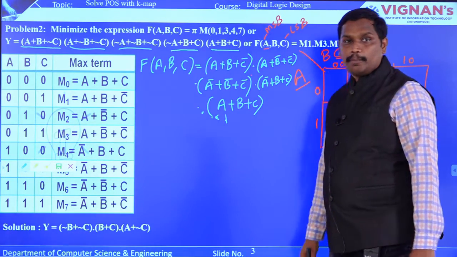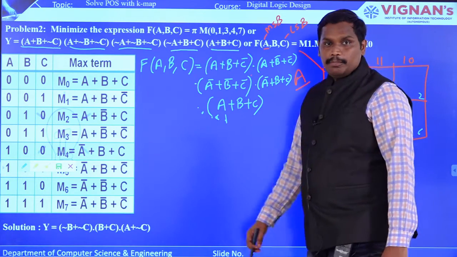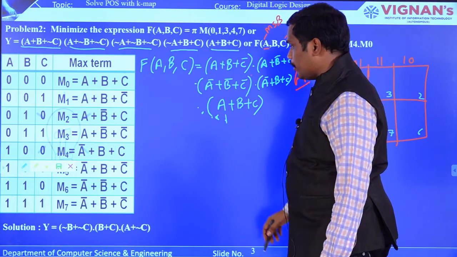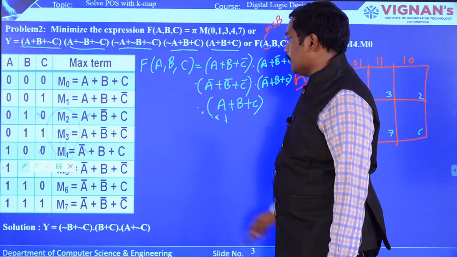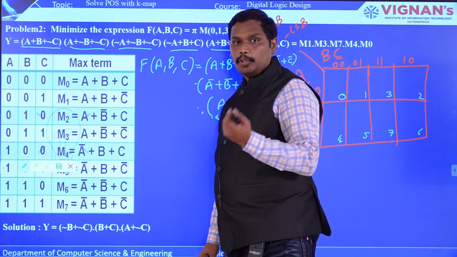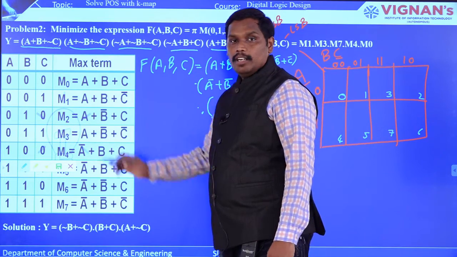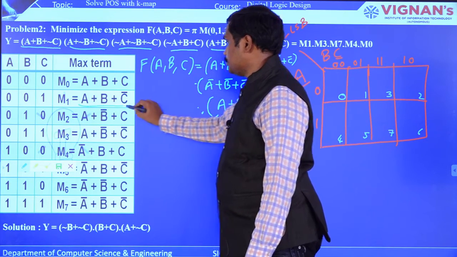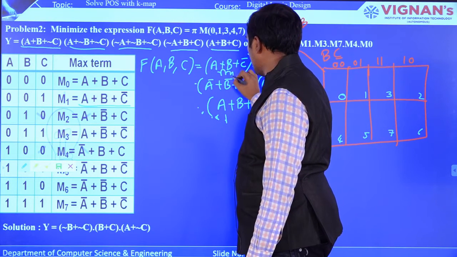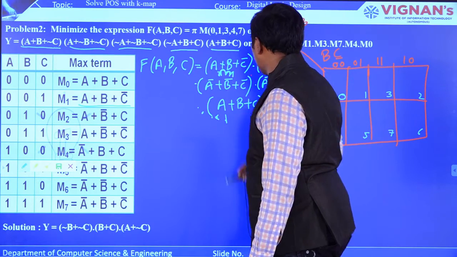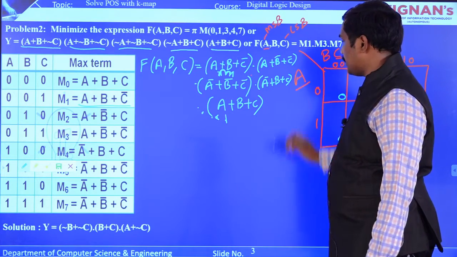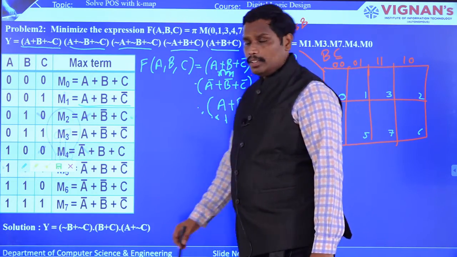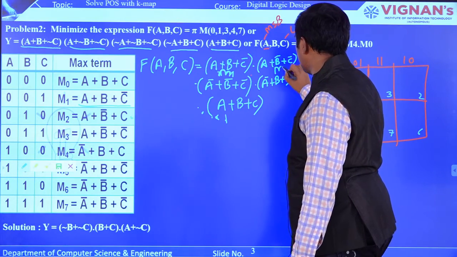Now you can see these particular max terms, we can position them, right? So how to position them? That is A plus B plus C bar. So where can you find A plus B plus C bar? As you know how to construct a truth table for POS form, that is using max terms. Okay. So this particular term is M1. So this one will be capital M1. And what about this term A plus B bar plus C? You can see that A plus B bar plus C, which is the third term. Okay, so this is M3.